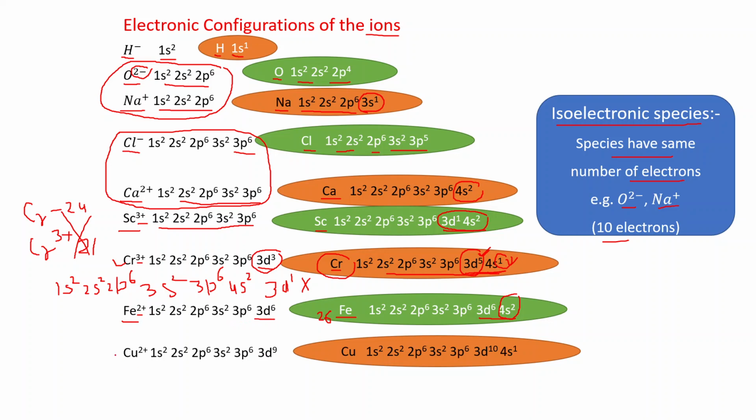In the same way, copper. First write the electronic configuration of the neutral copper atom. Its atomic number is 29. And as we have discussed, this is the exception case. This is 3d10 4s1 and we have to remove 2 electrons. That's why you will remove 1 electron from 4s and 1 electron from 3d. That's why its electronic configuration becomes 3d9. Is that clear? Be careful when you write the electronic configuration of ions.